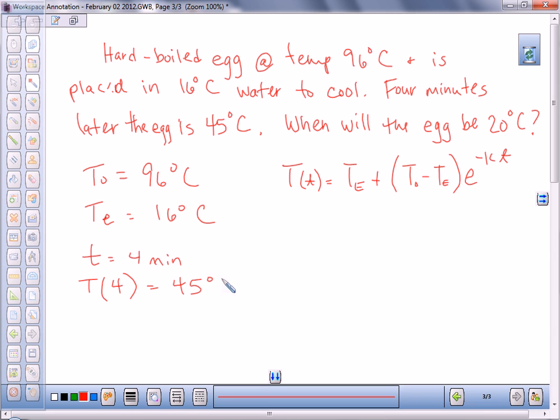Why do you capitalize the T? Big T in my problem represents temperature, and lowercase t represents time. So this is the temperature with respect to time. So the temperature 4 minutes later is 45 degrees. All right, so let's start plugging in.